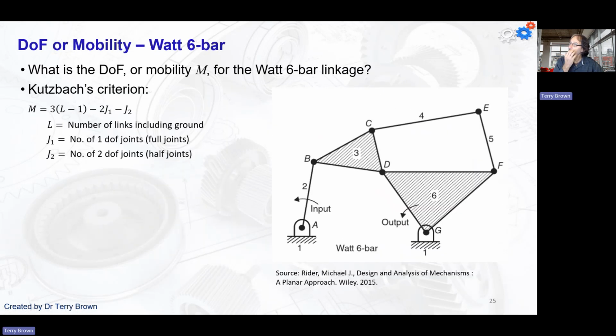So let's see if we can work out what the mobility of this 6-bar linkage is. Do the same thing again: count the number of links, including ground, the number of 1 degree of freedom joints, and the number of 2 degree of freedom joints. I'll let you do that while I put my mechanisms back together again.